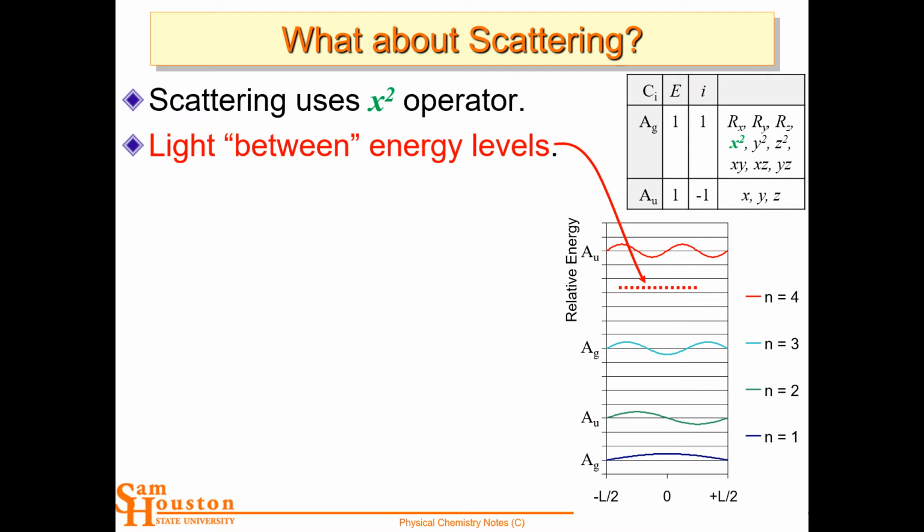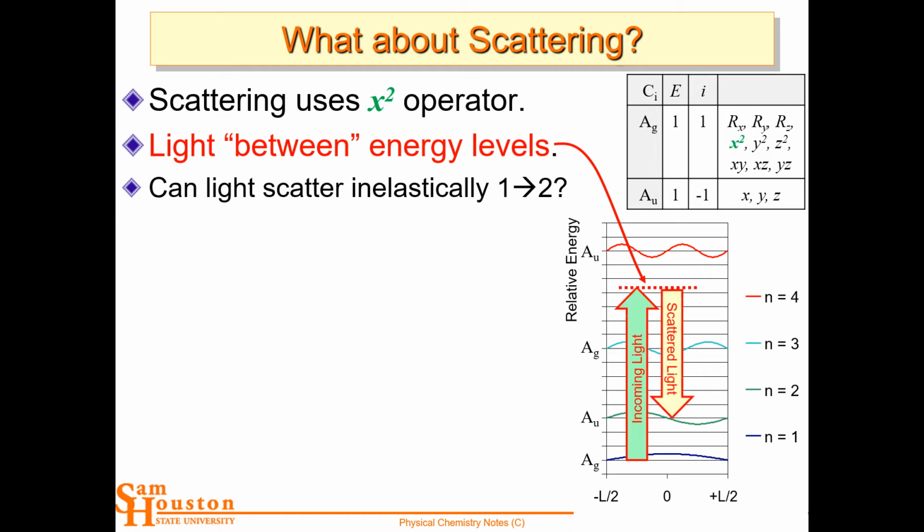So light comes in, x squared. You have an incoming photon here, and it's not matching any of the other transitions, so it's not absorbed. It's just bouncing off the molecule, or the particle in a box in this case. And then it might be able to leave with this photon of light where the difference matches an energy level difference. So this is what they call inelastic scattering. What do you think I mean by inelastic?